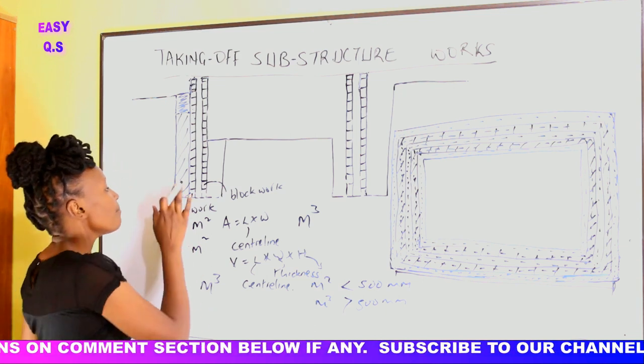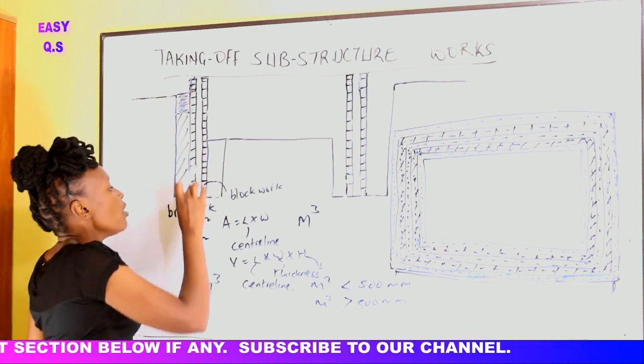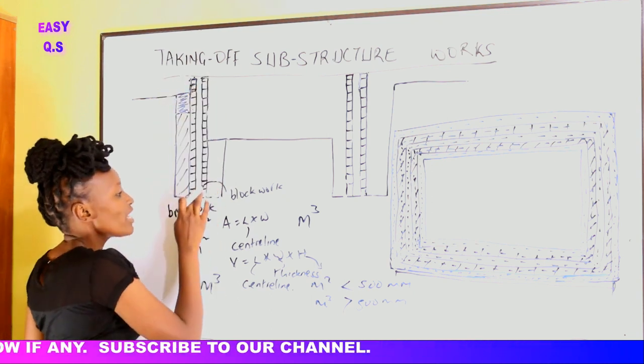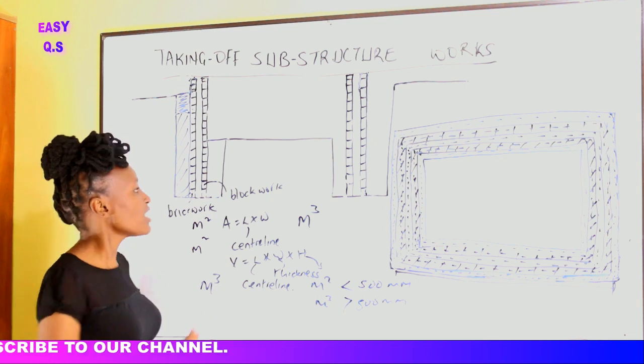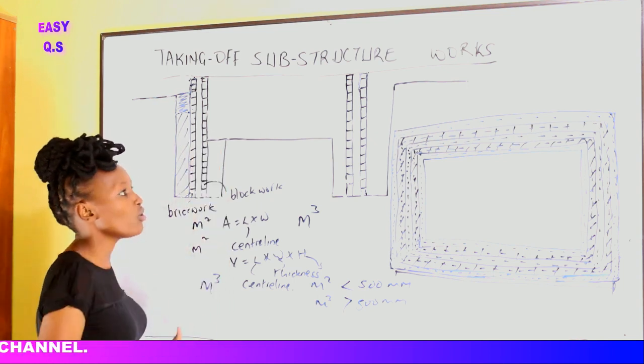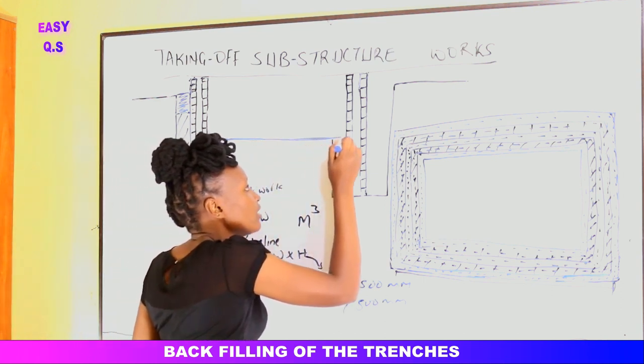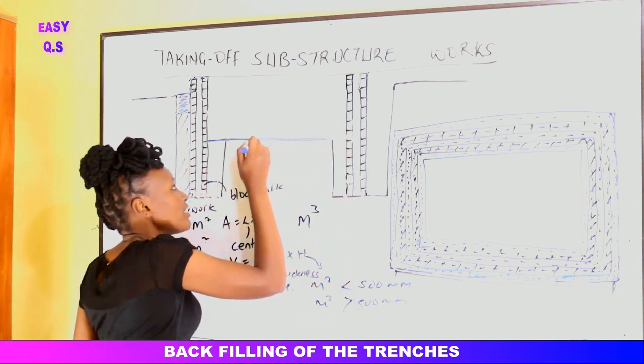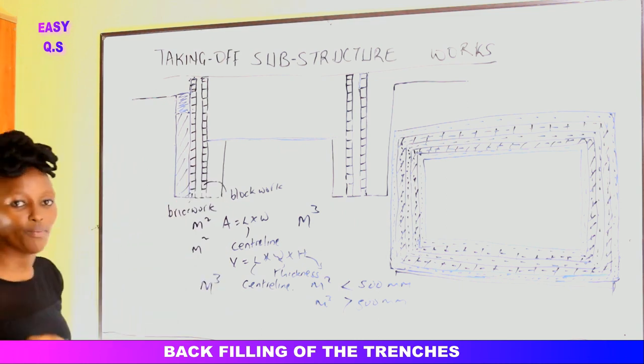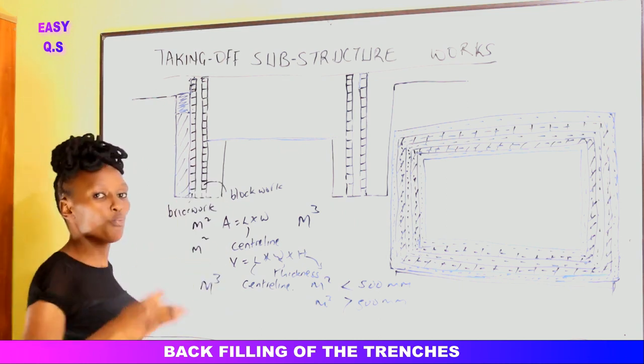Now that we have already backfilled the trench, here we have soil, we have constructed these walls, we have done the cavity, we have filled it with concrete, we have backfilled here with hard core. Now we shall need to compact this ground level here. We shall compact all this area here. Here it's inside the building, we need to come and compact.